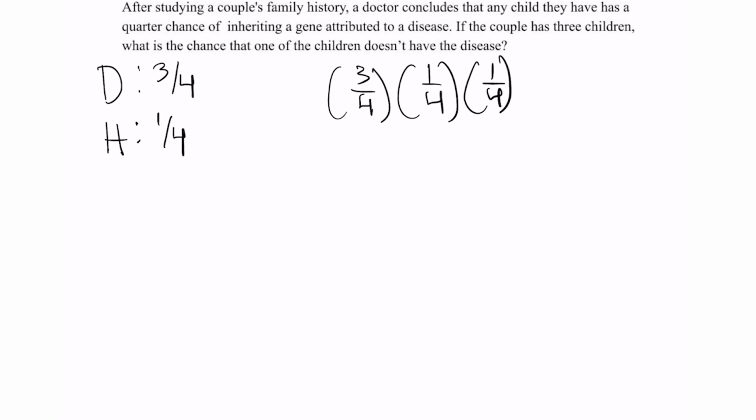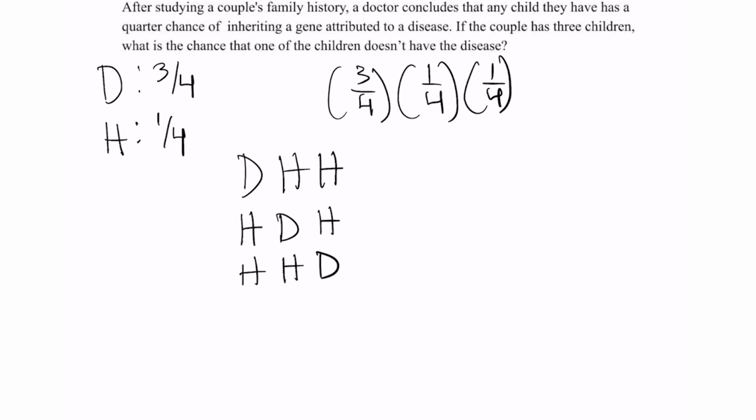However, there are many ways for this to happen. It could be that the first child they had didn't have the disease and the other two did, or it could be that the first one had it, the middle one didn't, and the last one had it, or it could be that the first child had the disease, the second one did, and the last one did not. So there are 3 ways.